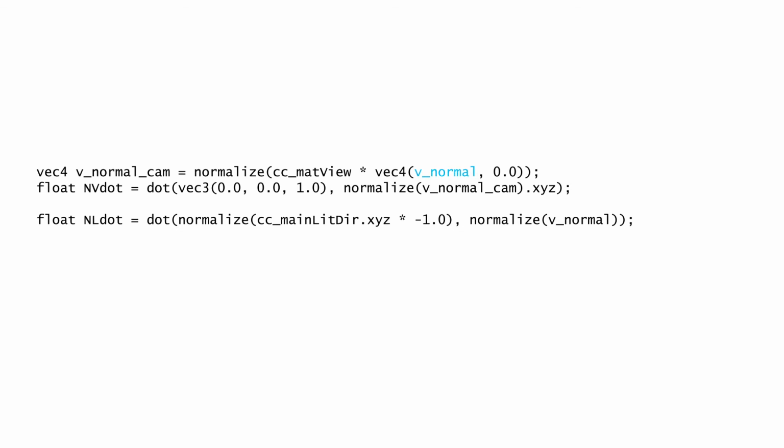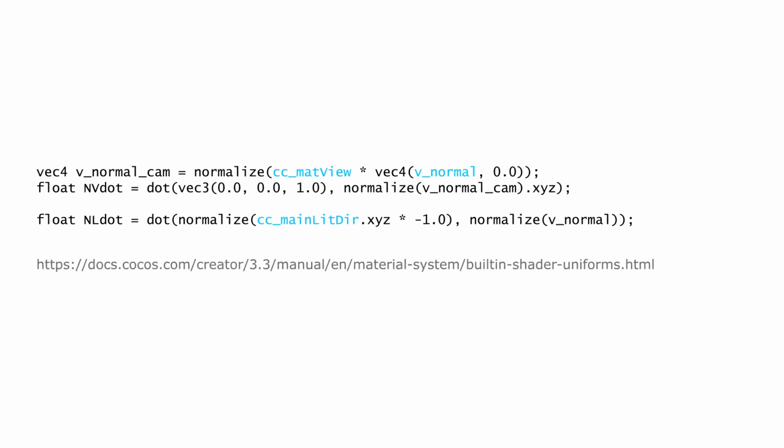Here, vNormal is the normal data in world space passed down from the vertex shader, which is already done for us by the Cocos standard PBR shader. cc_matView is the built-in parameter for the view matrix, and cc_mainLitDir is the parameter that returns the world space direction of the light source. You can find more on these built-in parameters in the link below.